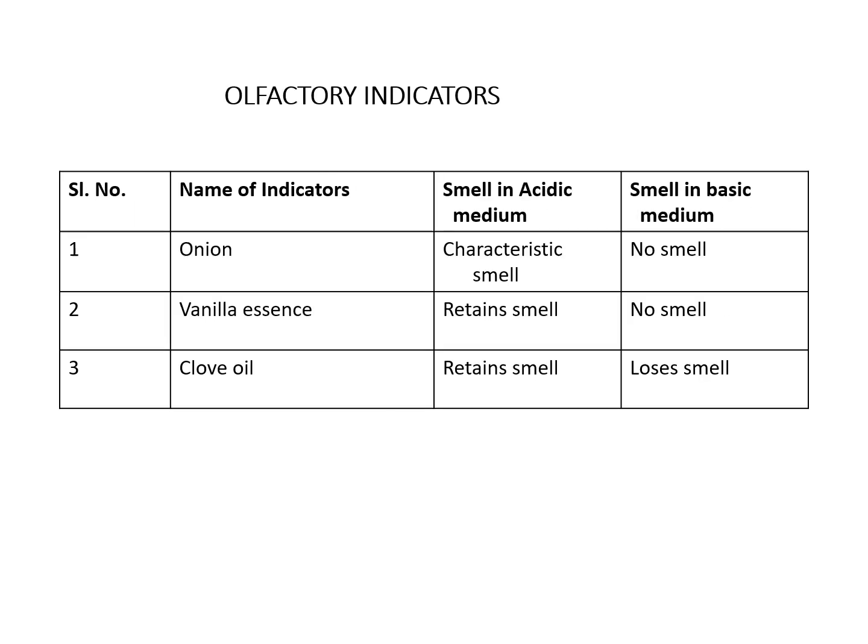Now let us come to the third type of indicator, that is known as olfactory indicators. As I have already discussed in the last class, they change their smell in different media. The first one is onion. If you add a little bit of acidic solution to it, it will retain its smell, but decreases a little bit. But if you add a basic solution to the onion, then there is a complete loss of smell, or there will be no smell at all from the onion.